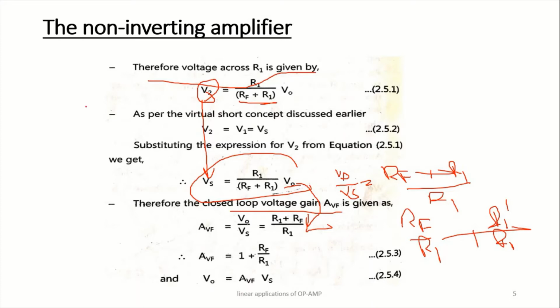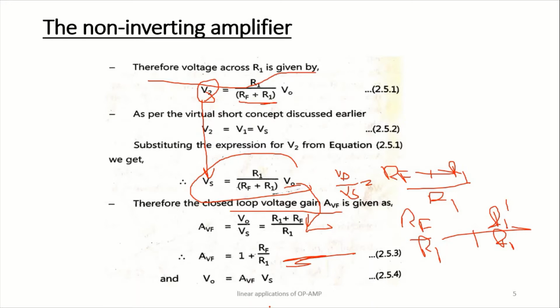So please remember, the closed loop voltage gain for the inverting amplifier is RF upon R1, and for the non-inverting amplifier it is 1 plus RF upon R1. There is a difference of gain between these two amplifiers, inverting and non-inverting. The conclusion from the expression of the AVF: the positive sign of this equation indicates that the input and output are in phase with each other.